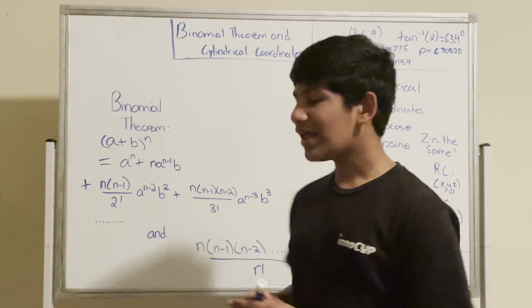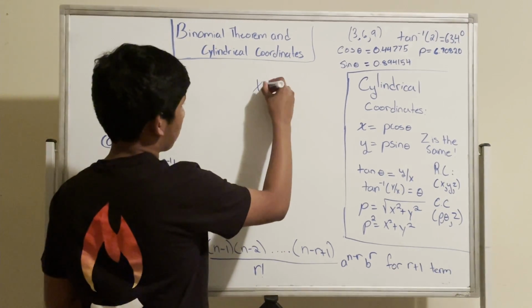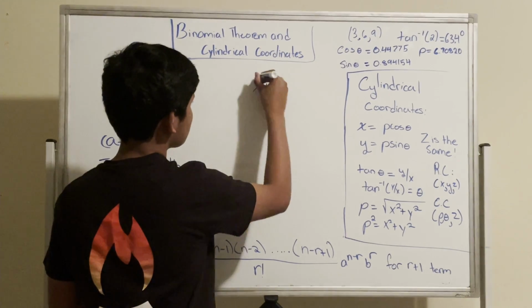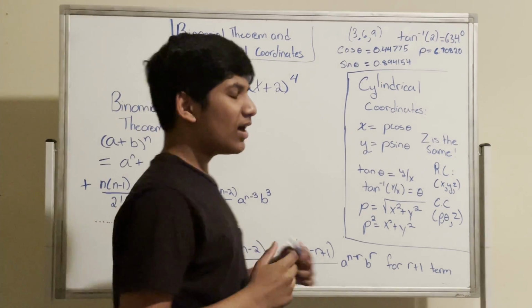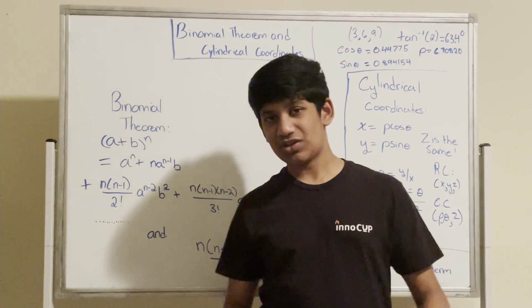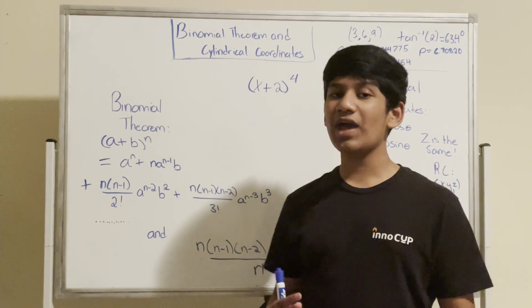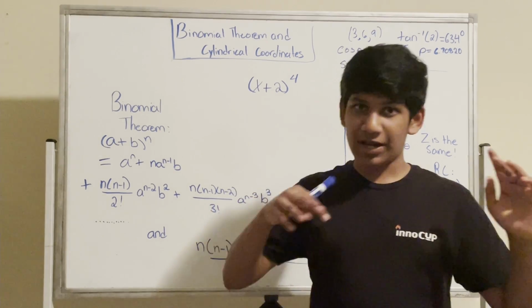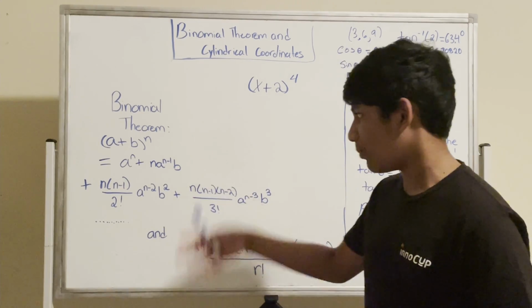Okay, so now let's start by doing an example problem. Let's say we have x plus 2 raised to the power of 4. Now let's not do this manually. Instead, let's do this the smart way. By manually, I mean using standard algebraic methods. By doing a quicker method, I mean using the binomial theorem.